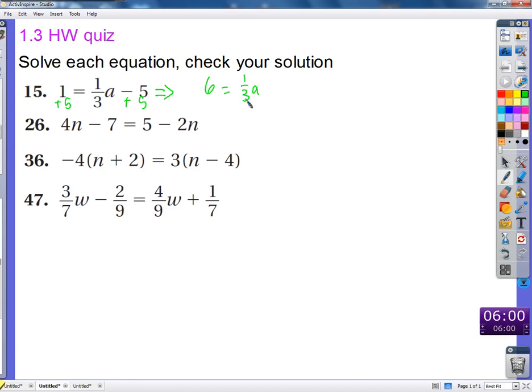So we know that a divided by 3 is 6, so how do we find out what a is? Yes, divide each side by 1 third. If we divide by 1 third, that's the same as doing what? Multiply by 3, yeah, either way. You can divide this by 1 third, or multiply this by 3, it's all the same. They're equivalent things. So a is 18.